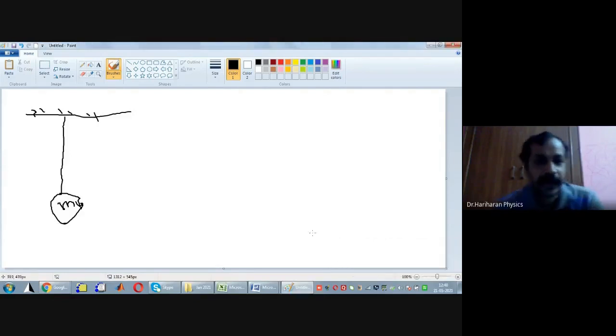I considered a simple pendulum. So this is what a simple pendulum is: an arrangement in which a bob of mass m is attached to a string. So this is the string. This whole thing is what? It's a string. Now look here.